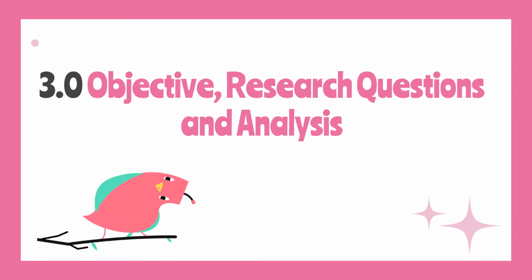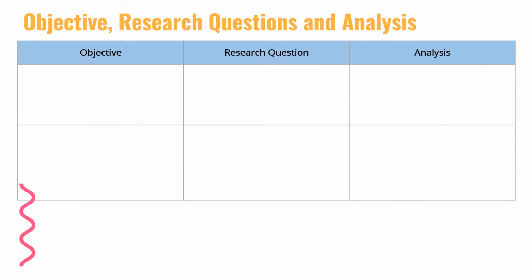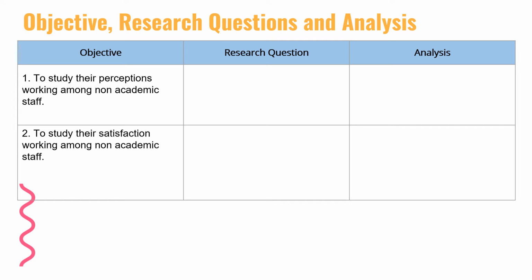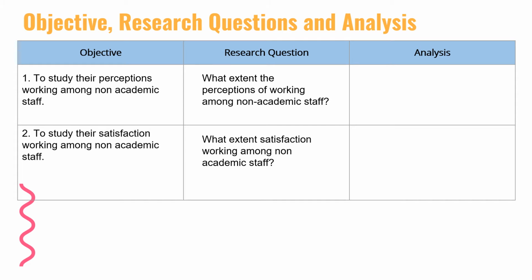Part 3. Objectives, research questions and analysis. Objective 1. To study their perceptions of working among non-academic staff. 2. To study their satisfaction with working among non-academic staff. Research question 1. To what extent are the perceptions of working among non-academic staff? 2. To what extent is the satisfaction with working among non-academic staff? Analysis. Using descriptive Likert scale for analysis of both objectives.